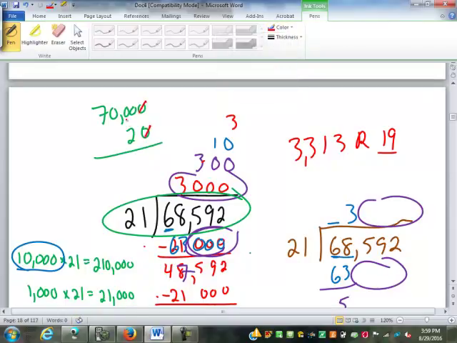Cancel out a 0. 70 divided by 2 is 35. 2 zeros left. I'm expecting an answer around 3,500. This actually is going to come out to be 32 something. We're not going to worry about it.